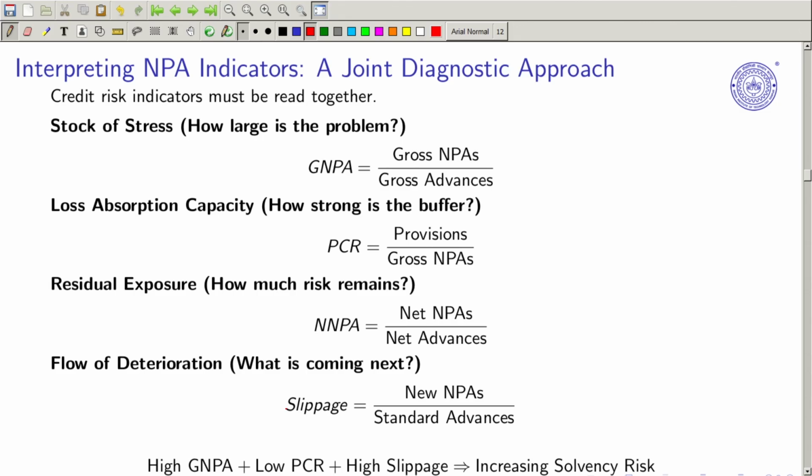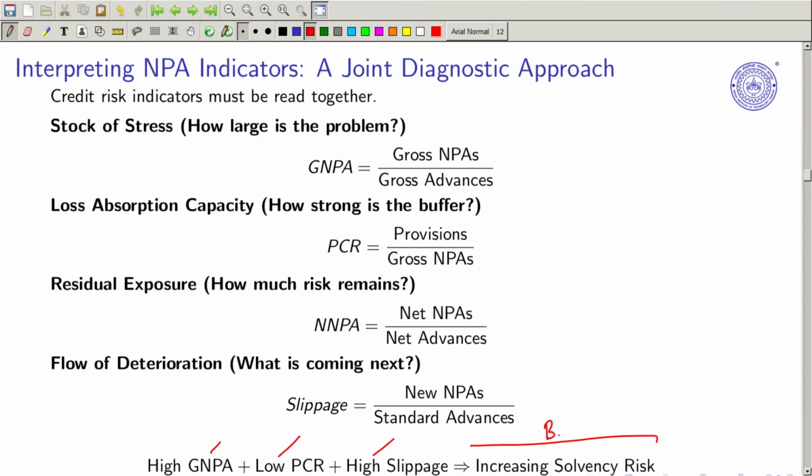So, stock of stress, how large the problem is, which means gross NPAs upon gross advances. Then loss absorption capacity, how strong is this buffer, which means provision upon the gross NPAs. Residual net NPAs, which means how much risk remains based on the provision, then gross. This we have already done. The flow of deterioration, what is coming next in terms of slippage, new NPAs upon the standard advances. High GNPA, low loss absorption capacity, and high slippage lead to more chances of bankruptcy.